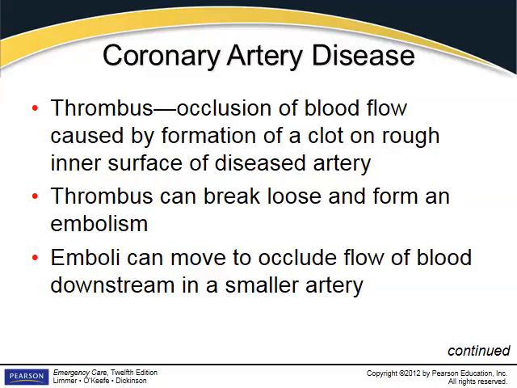All right. Some other terms to remember. Thrombus is an occlusion of blood flow by the formation of a clot on the rough inner surface of a diseased artery. Remember, we talked way back in the first lecture, any turbulence inside the bloodstream is bad because it increases the potential for clots. A thrombus can break loose and form an embolism. Emboli move freely to occlude the blood flow downstream in a smaller artery. So they can move anywhere from the heart to the lungs to the brain, and this is bad.